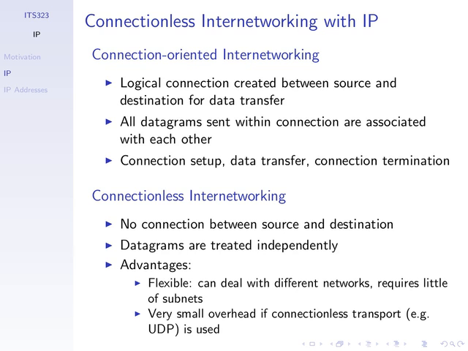As a result, datagrams are treated independently. I send my first datagram, it may go across one path. I send my next datagram, it may go via a different path, and it may be treated differently at the individual routers. So this is the case with IP, connectionless internetworking.